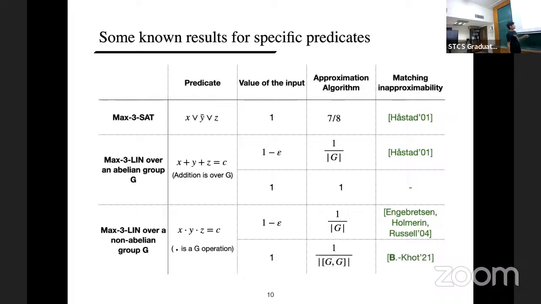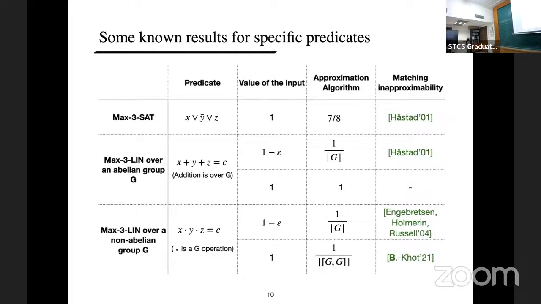But surprisingly, if the instance is satisfiable, then you can do much better than a random assignment. The approximation factor that one can ensure, and I'll give you this approximation algorithm, it's a very nice algorithm, is 1 over the size of the commutator subgroup of the group. For some groups, this size is much smaller than the group size, so this is a much better algorithm than random assignment.